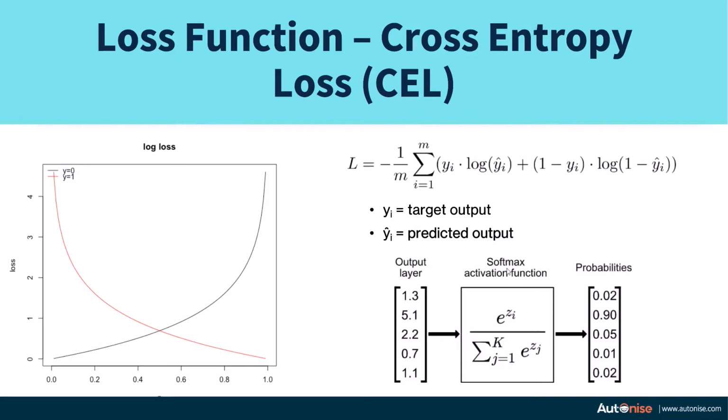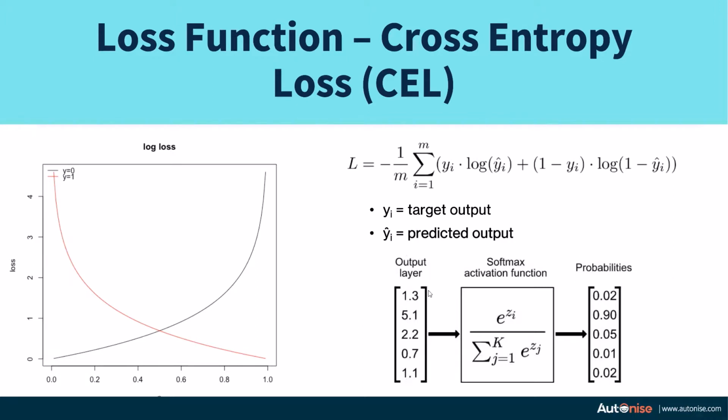Also, you have the softmax activation function. When you are using the cross entropy loss, you want your values to always stay between 0 and 1. You can use a sigmoid function for that, or you can use the softmax activation function. What the softmax activation function looks like is this. This is the mathematical formulation of the softmax activation function. Let's say in the output layer, you have these many numbers.